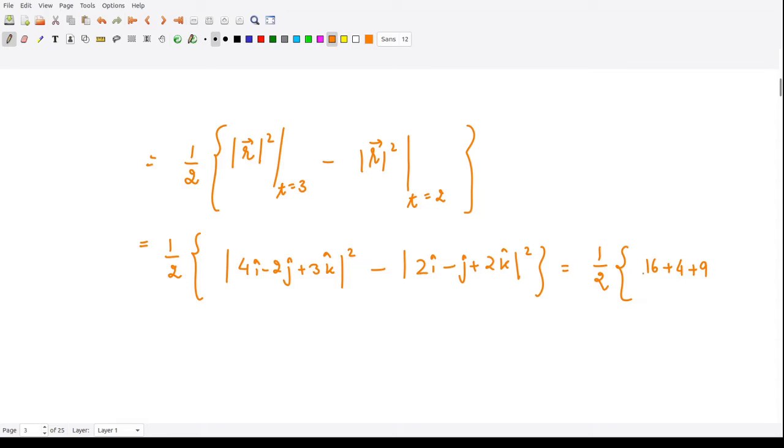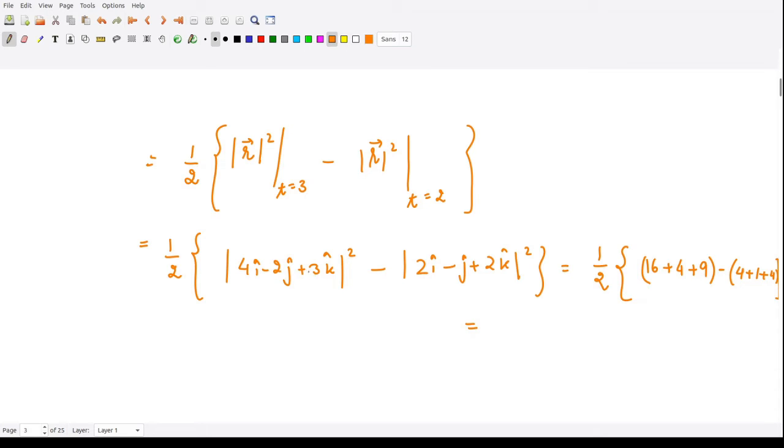Right? So this quantity minus, and further what do you have? You have 2 square, that is 4, minus 1 square, that is plus 1, and plus 2 square, that is plus 4. So this is the quantity that you obtain.